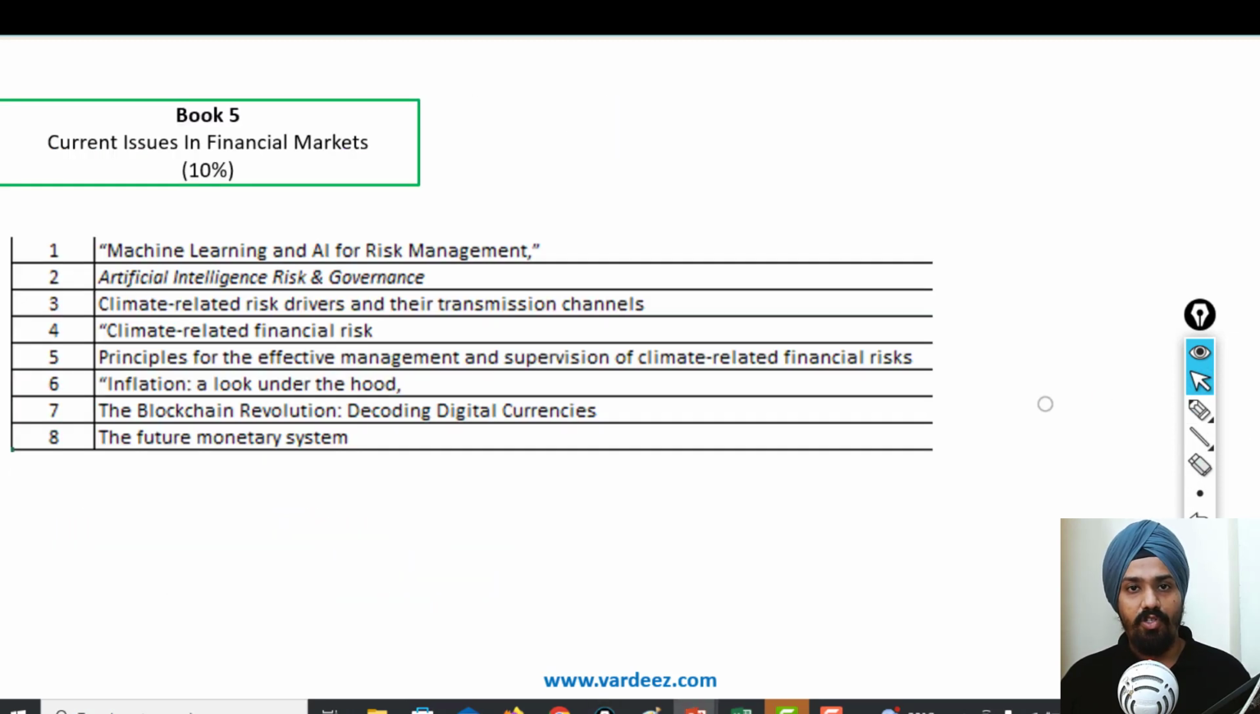And after this, the one left out is book number 5, which is current issues. These chapters talk about what is happening in the current financial markets. You'll be learning about machine learning, AI, blockchain, inflation, and climate-related risks. So I think it's a very interesting subject and should be taken last. You'll have a better retention power to retain it for a longer period of time. So do it at the very end. With that being said, we are done with this particular topic.